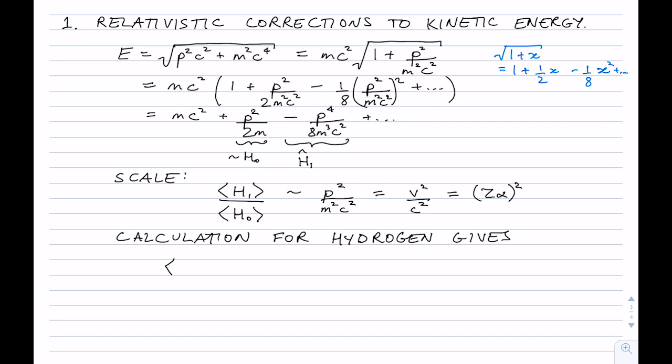okay. The actual calculation gives H1 NLM is equal to minus MC squared over 2, that's the mass of the electron. I'm going to stop writing ME because it's no fun at all. Z alpha over n to the power of 4 times n over l plus a half minus 3/4. It's actually not that hard to do this calculation because you can just use the virial theorem over and over and over again until you get what you want.